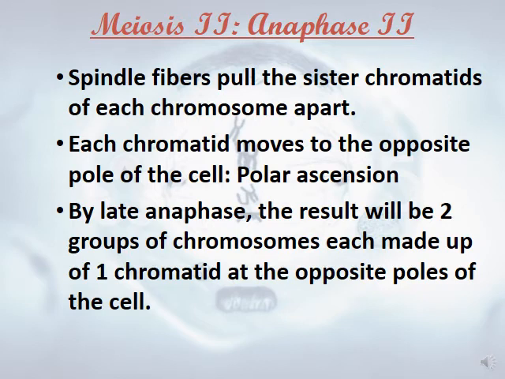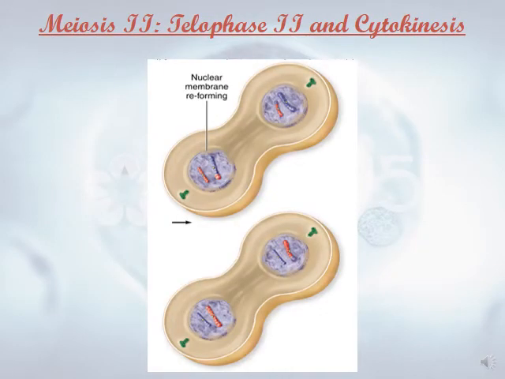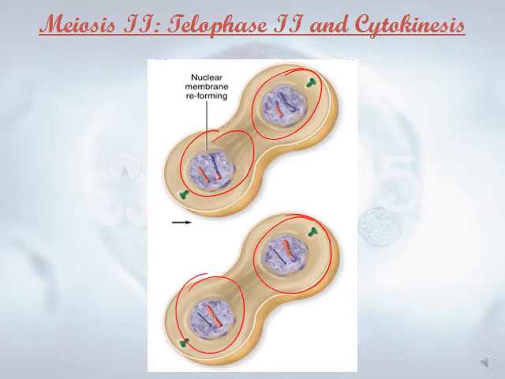Telophase II and cytokinesis. The chromosomes form two groups at the opposite poles of the cell. Here we have 1, 2, 3, 4. So these chromosomes will decondense back into what? Into the chromatin.